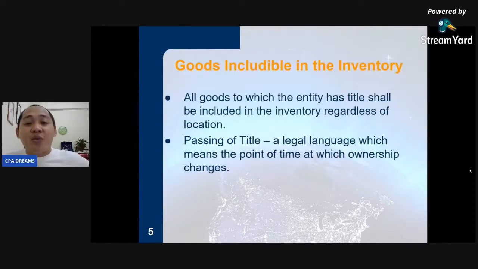Now, punta tayo sa goods includable in the inventory. So, ang pag-uusapan dito is yung ownership or the passing of title. Ibig sabihin, yung passing of title, which means sino ba ang nagmamay-ari? Okay? Yung all goods to which the entity has title shall be included in the inventory regardless of location. So, ang kailangan mong tandaan dito, walang pakialam kung nasa saan ang goods. Regardless of location lagi. Basta ang kailangan mong matandaan, sino ang nagmamay-ari? Sino ang rightful owner? Papaano pinasa ang title?